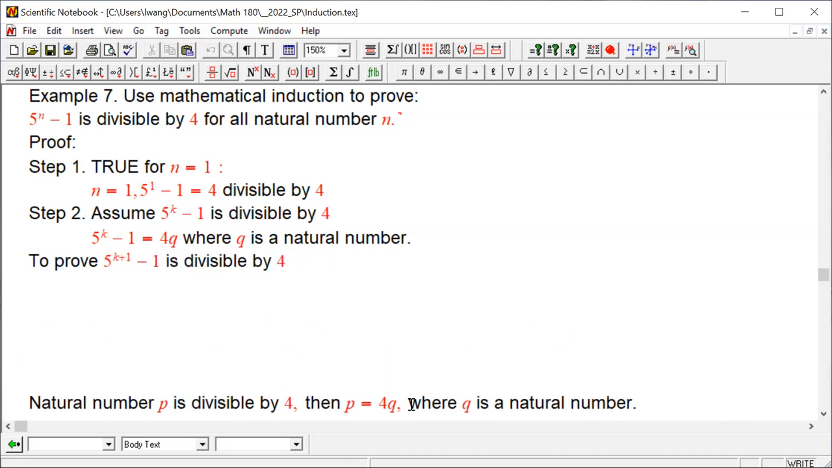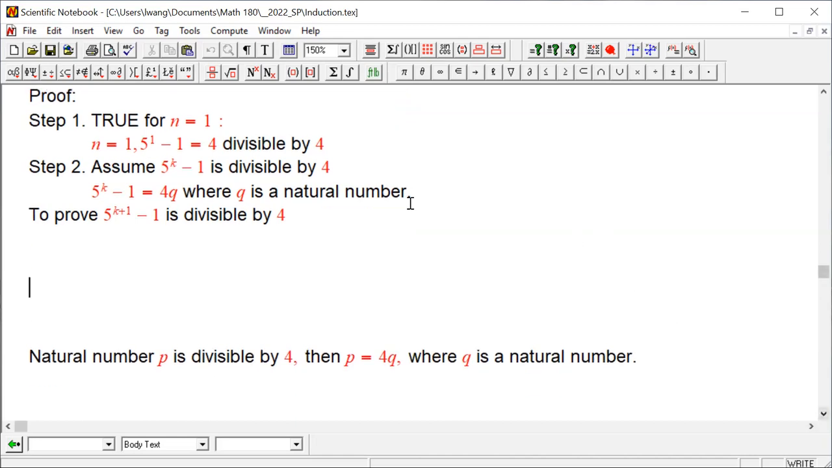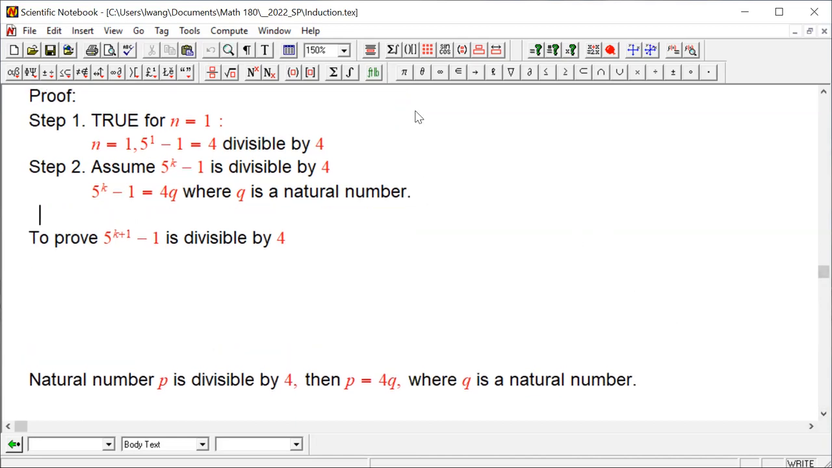So we're going to do some algebraic manipulation. You already know the whole drill, but here we're going to do one more thing: we're going to express 5 to the power of k. We're going to add 1 on both sides of this relationship. So we're going to have 1 plus 4 times q.